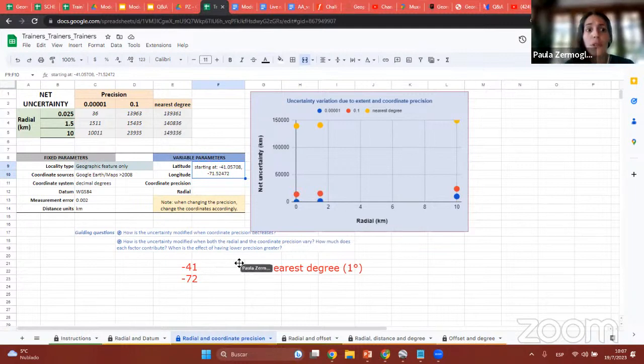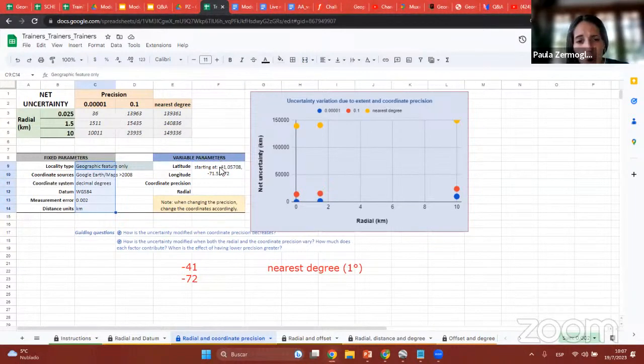So doing that, entering all these fixed parameters here, entering the coordinates and adjusting depending on which precision we use, entering the different radials, we do the calculations, and we get these values on the screen. So what do we see here? Again, the overall uncertainty as a function of the radial for each of the precisions.